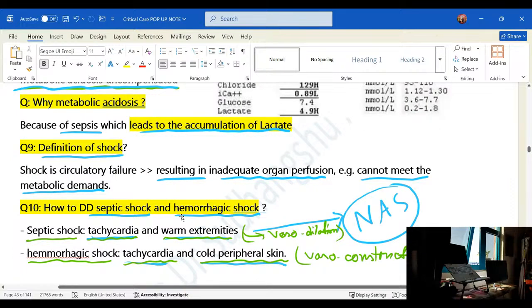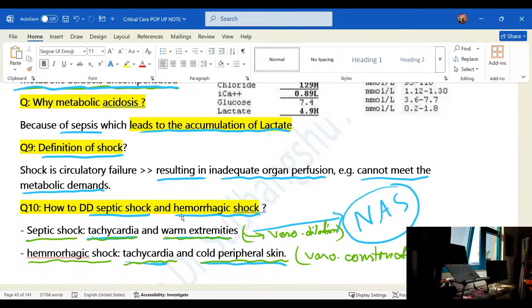Define shock. Shock is a circulatory failure resulting in inadequate organ perfusion that cannot meet the metabolic demand of the body.